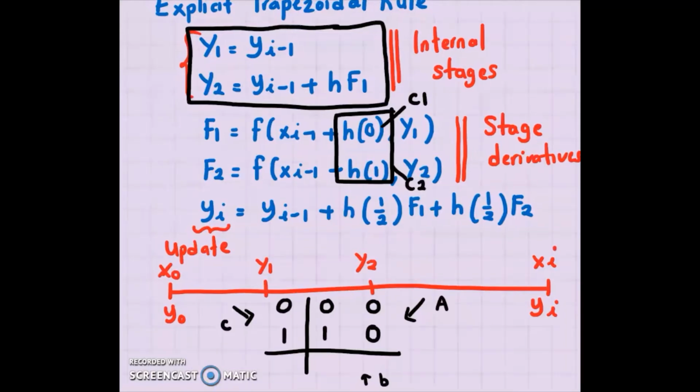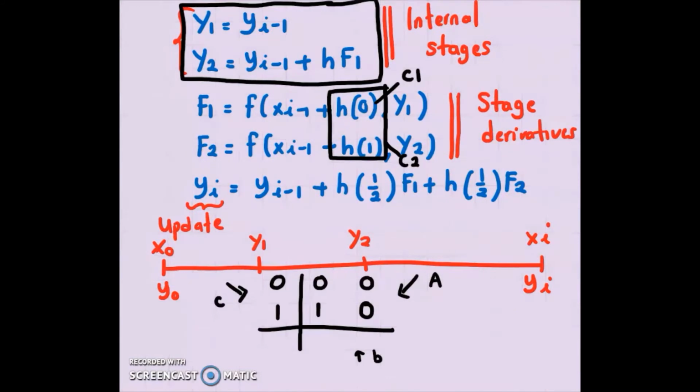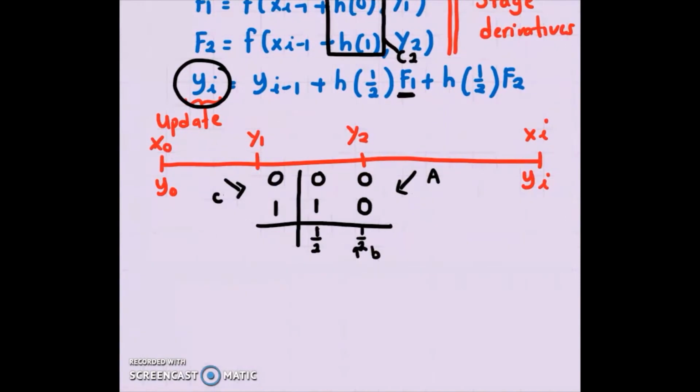Okay, I hope you're with me. Now the B here refers to your update yi. Next to the coefficient for f1 we have half, and then for f2 we have another half. Okay, so if you understand this, the Butcher tableau for the trapezoidal rule is given as 0, 0, 0, 1, 1, 0, half, half.